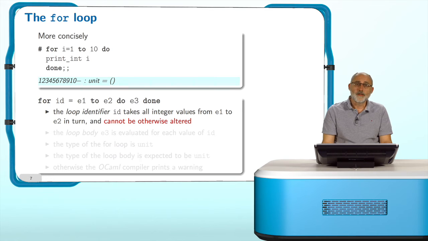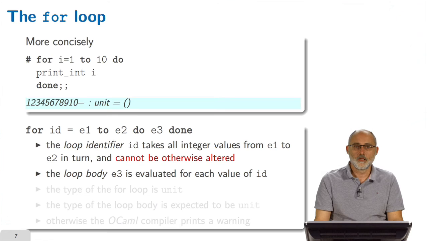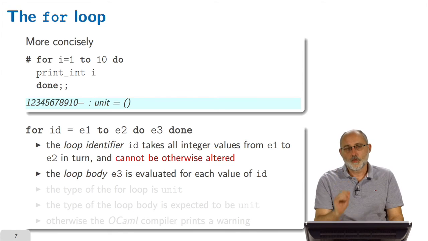The loop identifier ID will take all integer values from E1 to E2 in turn, but big difference with other programming languages, you cannot change the content of this identifier. You can hide it inside the body, but you cannot modify it. The loop body is evaluated for each of the values of ID and does exactly what you want.